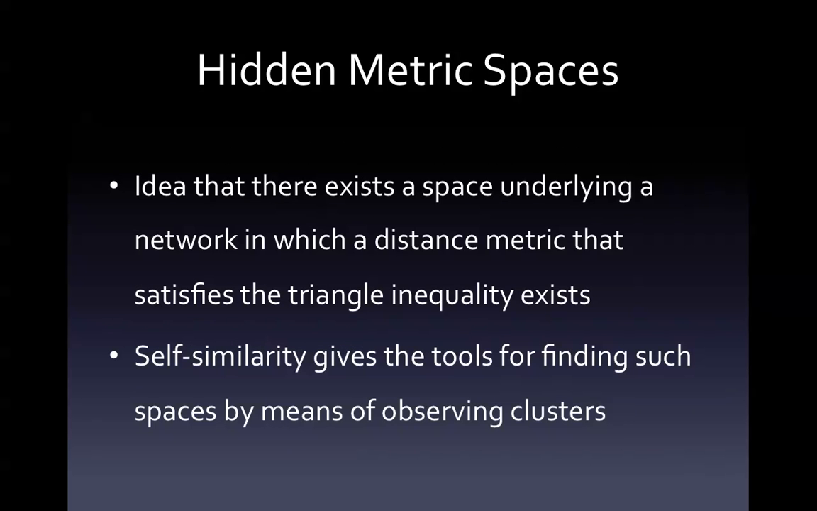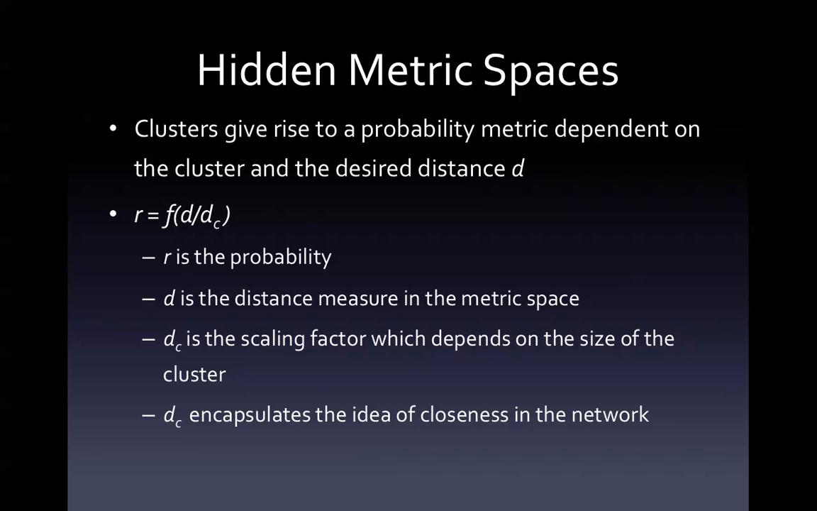Alright, on to hidden metric spaces. I might be coming up to my time limit, so I'll gloss over this quickly. This is the idea that there's an existing space underneath your network that has a distance metric which will satisfy the triangle inequality. What does that mean? That means that we can compute distances the normal, day-to-day way that we're used to, via Euclidean distance, more or less. That's what we're trying to do here.